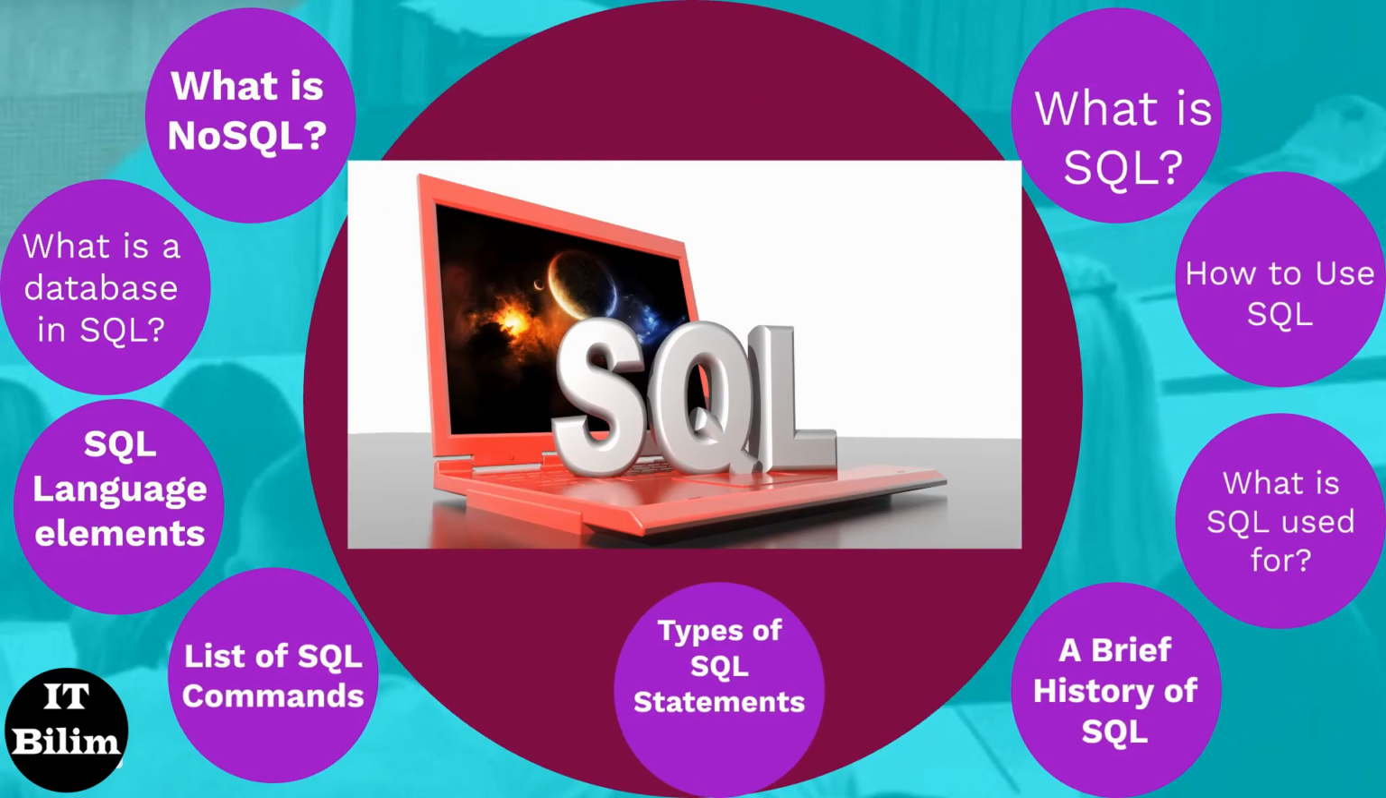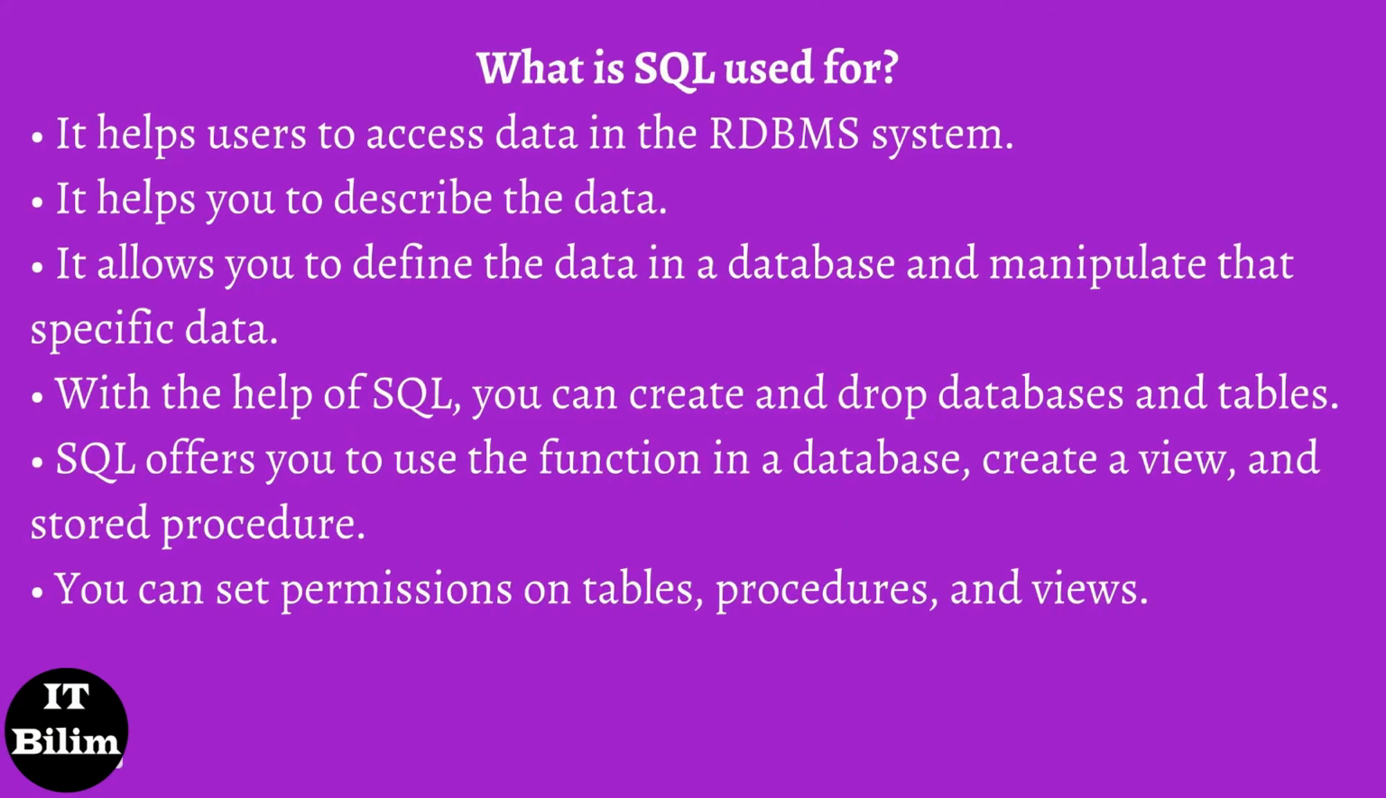What is SQL used for? Here are important reasons for using SQL. It helps users to access data in the DBMS system. It helps you to describe the data. It allows you to define the data in a database and manipulate that specific data. With the help of SQL, you can create and drop databases and tables. SQL offers you to use the function in a database, create a view, and stored procedure. You can set permissions on tables, procedures, and views.